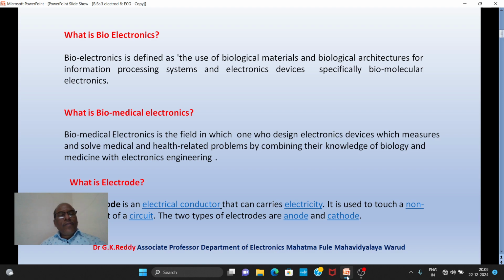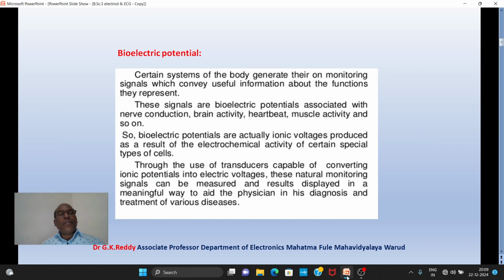When we define exactly what an electrode is, an electrode is a sensor or a conductor that carries electricity. It is used to touch a non-metal part of the circuit. The two types of electrodes are the anode and the cathode.